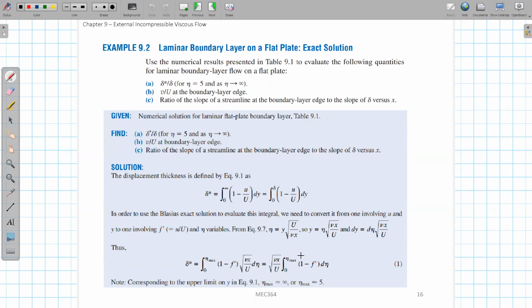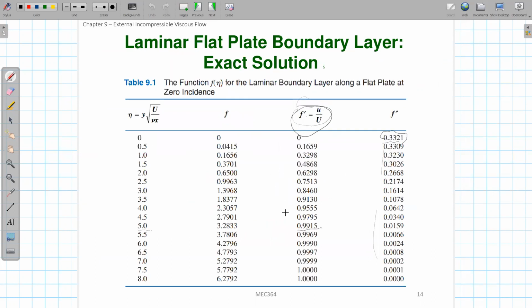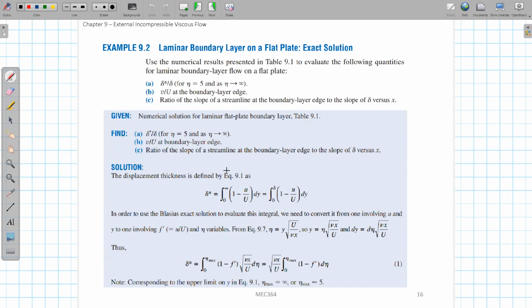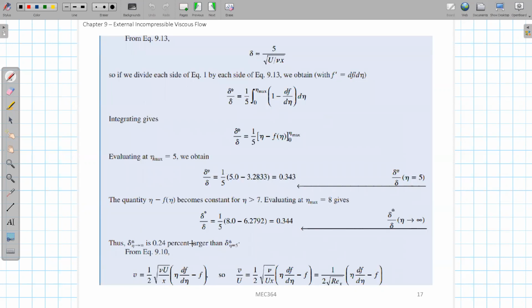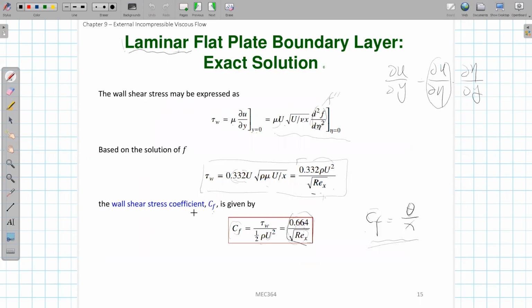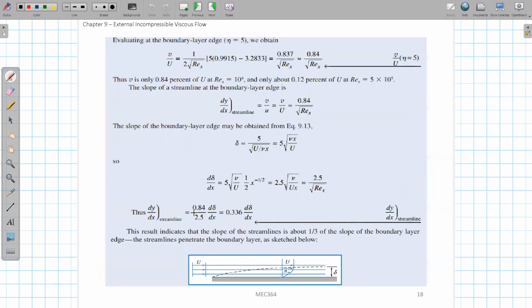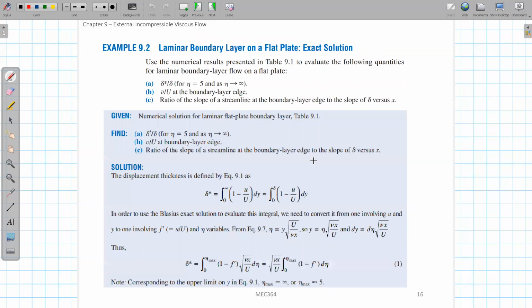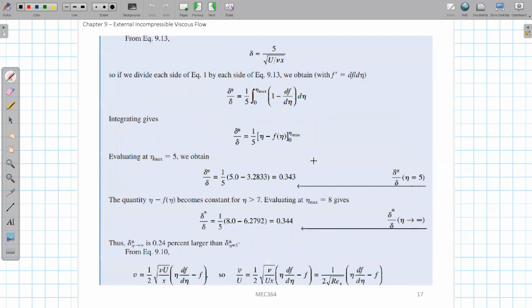Basically, the idea is that you try to use this table to calculate different quantities. Calculate what the delta star is, calculate what the V value is, and calculate what the streamline slope, V over U, will be. The idea is just to apply the solution you get from this table to calculate different quantities. So try to read this one yourself.